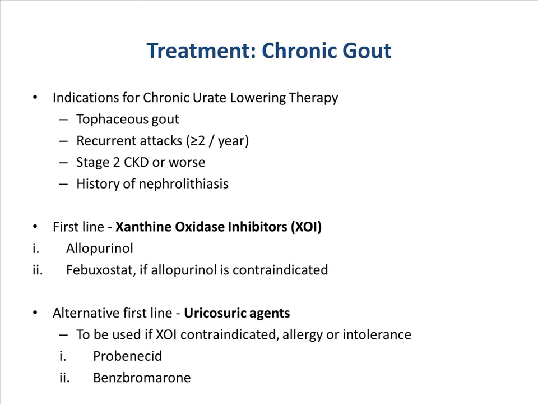In the management of chronic gout, the indications for using chronic urate-lowering therapy are tophaceous gout, recurrent attacks of more than 2 per year, urate nephropathy with stage 2 or worse chronic kidney disease, and a history of nephrolithiasis. The first-line urate-lowering therapy is xanthine oxidase inhibitors such as allopurinol. Febuxostat is an alternative if allopurinol is contraindicated. However, if xanthine oxidase inhibitors are contraindicated due to allergy or intolerance, alternative first-line treatment are uricosuric agents such as probenecid or benzbromarone.